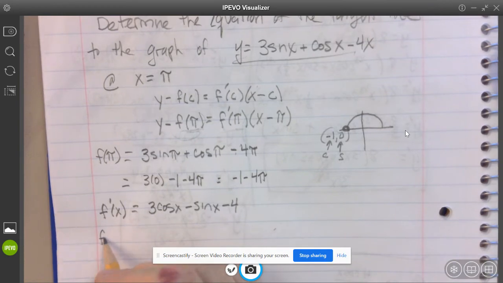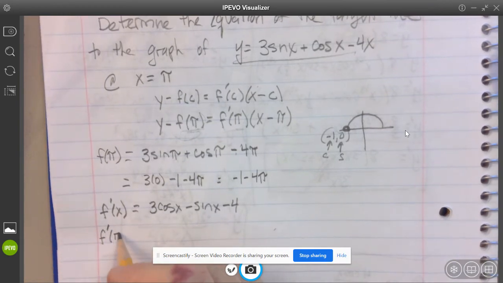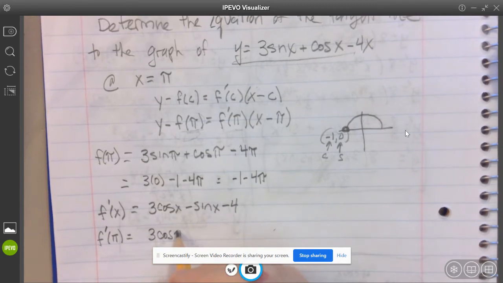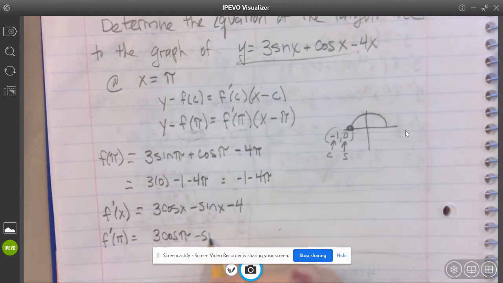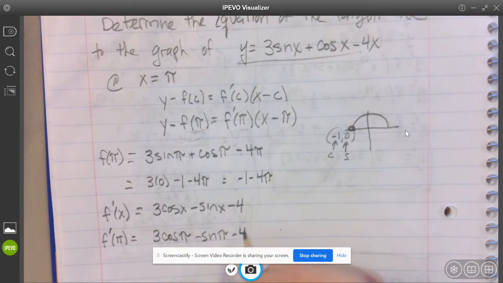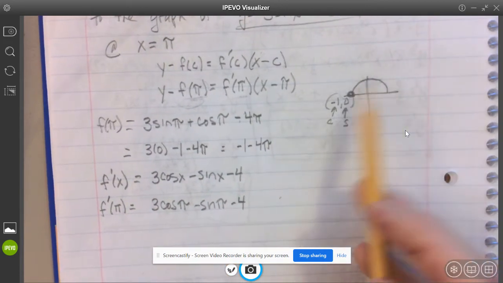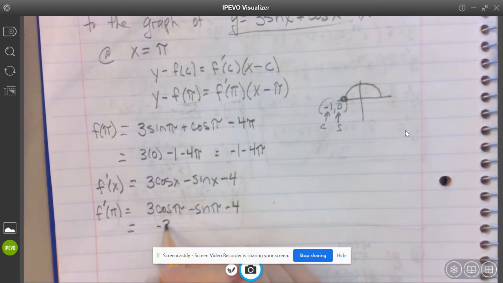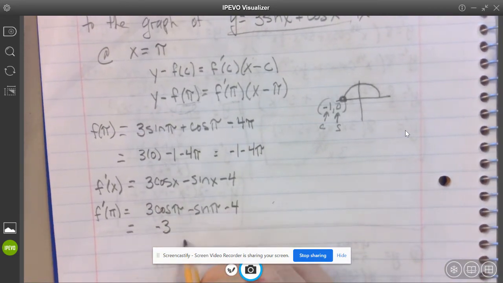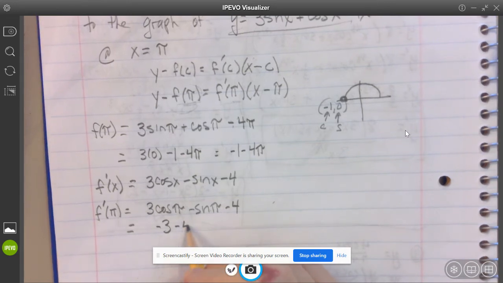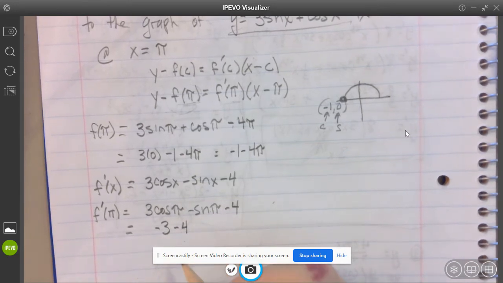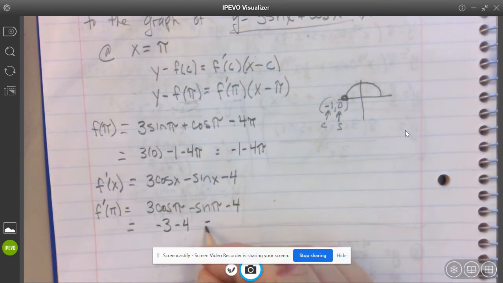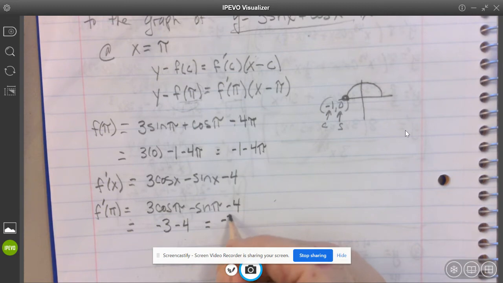Now we need to figure out what f prime of pi is. Plug it in. 3 cosine of pi minus sine of pi minus 4. As we saw up here, cosine of pi is negative 1. Sine of pi is 0. So the derivative of this function at pi is negative 7.